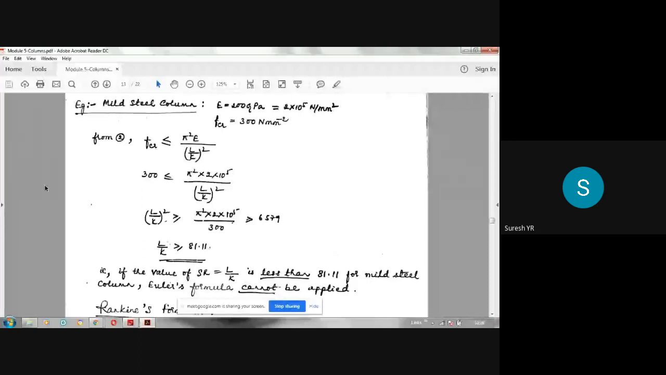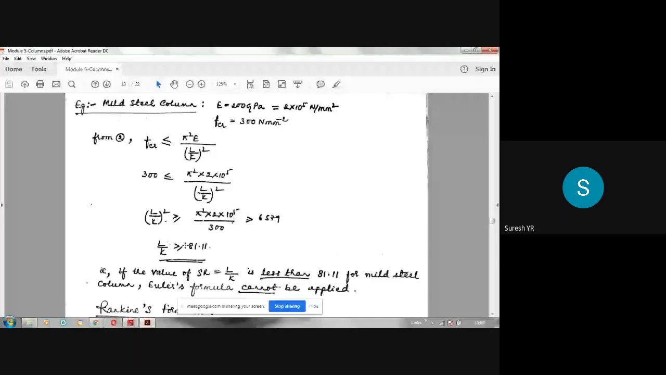So if you are using a mild steel column, then this Euler's formula is valid only if the value of L by K is greater than 81.11. If it is less than 81.11, then this Euler's formula cannot be used. So that is the meaning. That means it should be a long column. So L should be more. So L by K should be greater than or equal to 81.11 in the case of mild steel column.